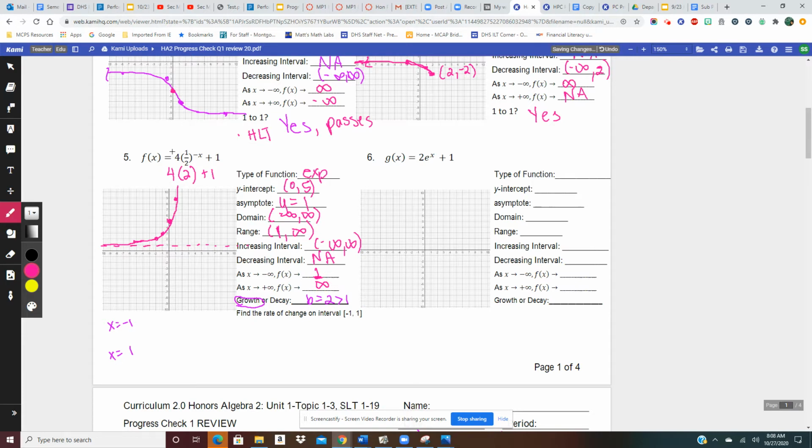So this is actually growth. If you look at the original equation, please simplify this negative exponent, because sometimes you just look at the negative exponent and say, oh, it's decay. No, you want to look at this b value once it's simplified.